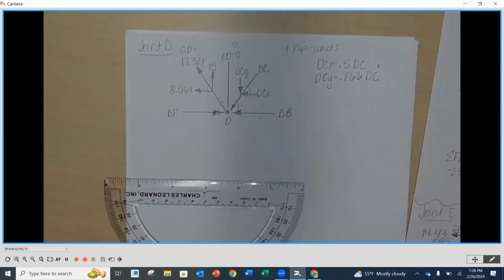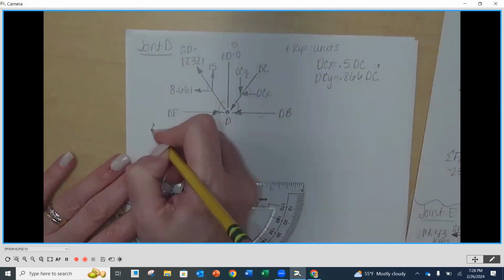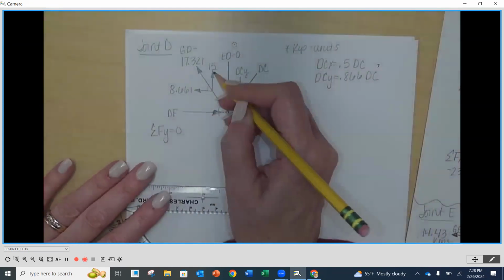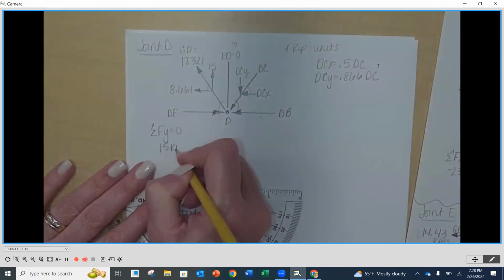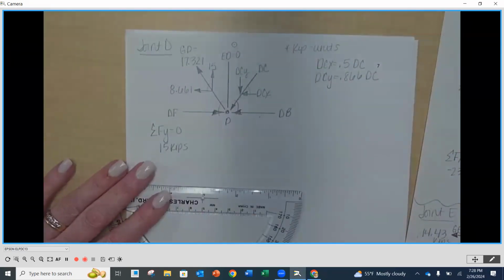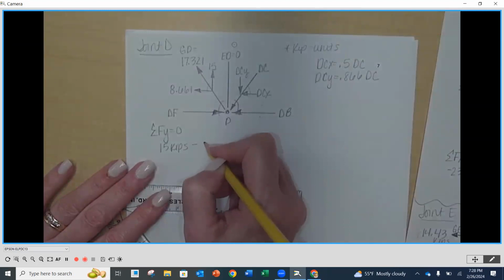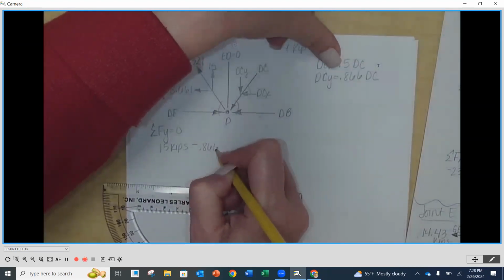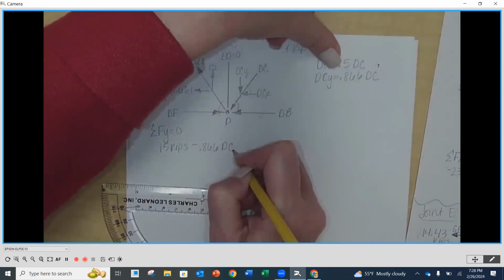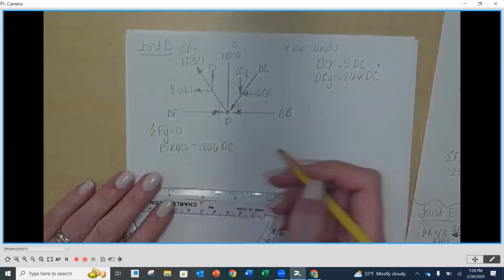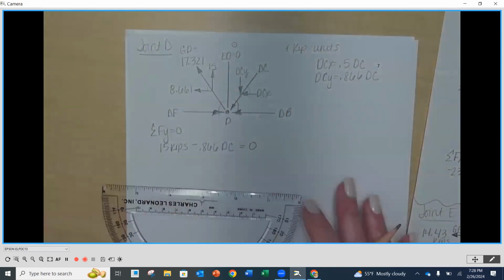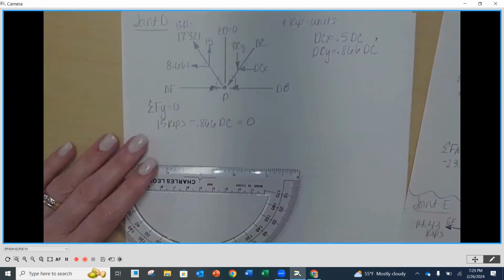Meaning, is there any direction X or Y where there's only one unknown? There is. So we can sum our forces in the Y direction equal to 0. We've got a positive 15. Make sure to add your kips there. We've got a negative DCY, which is 0.866 times DC. And that's it. Those are the only two in the Y direction. I can set that equal to 0 because ED is 0. So you don't need to include it there.